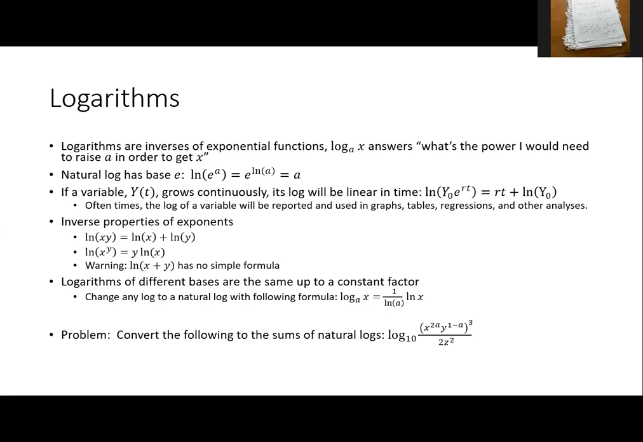And so I recommend, please be aware of this one. Natural log of x to the y equals y times the natural log of x.